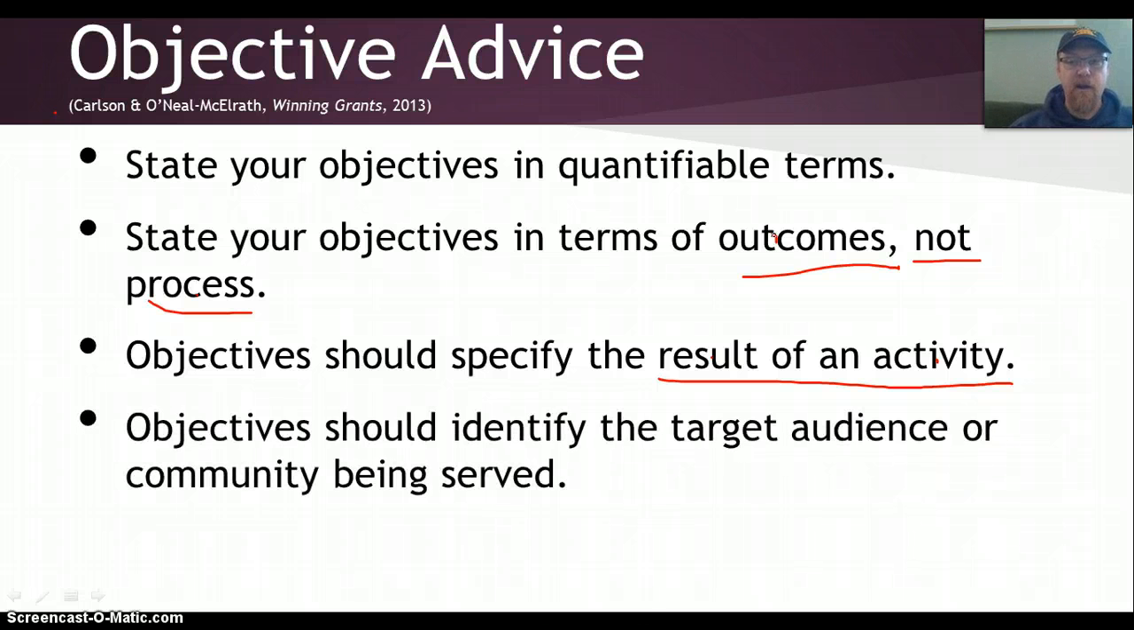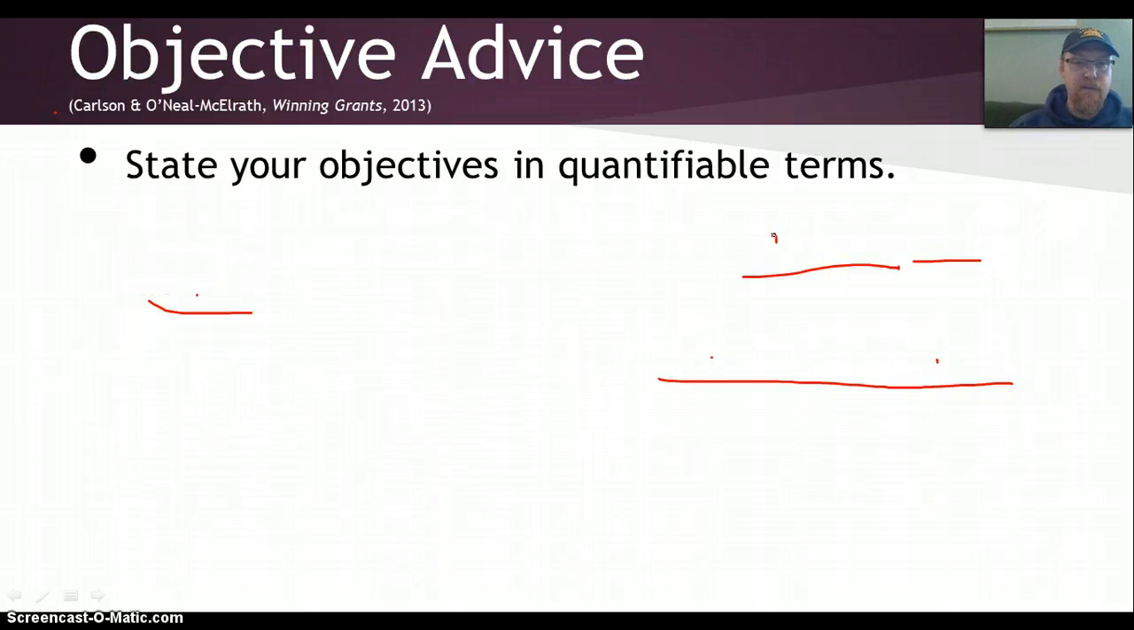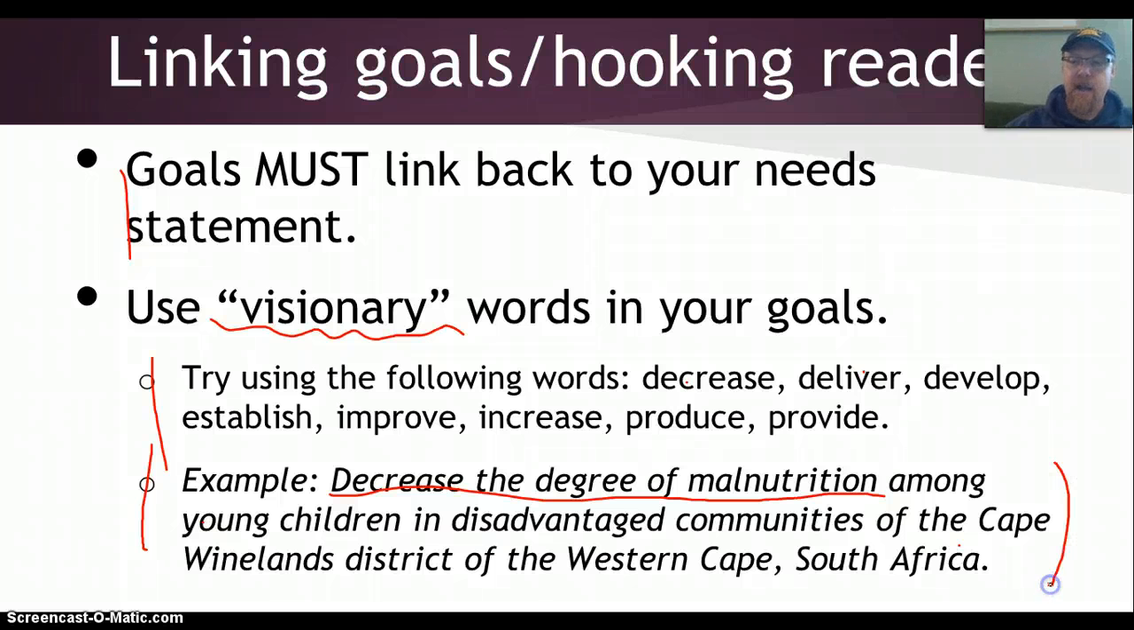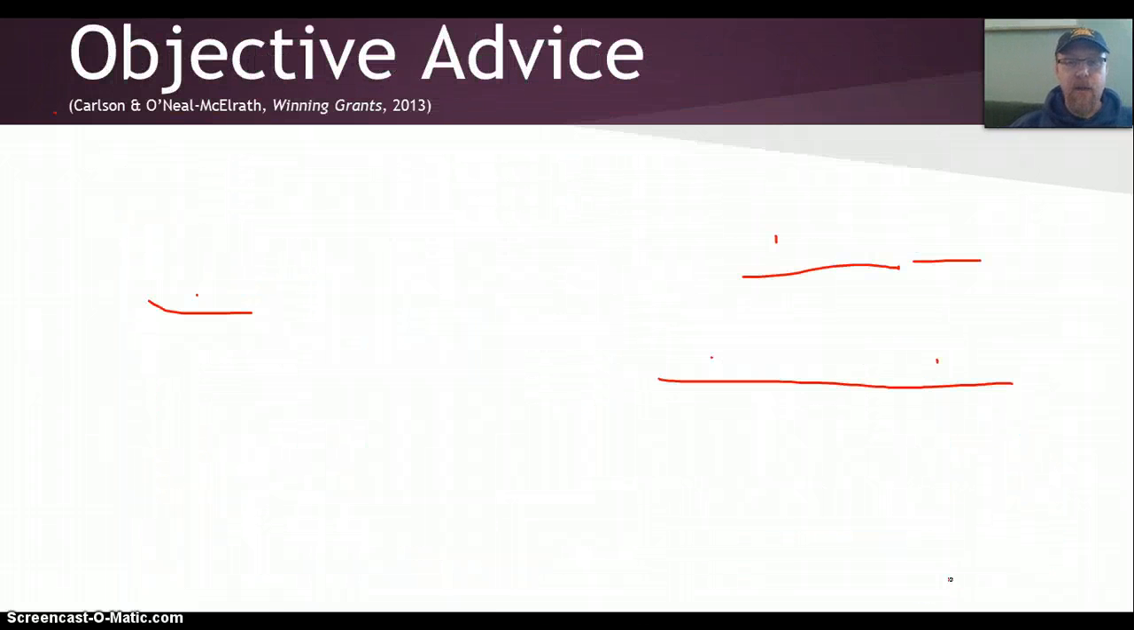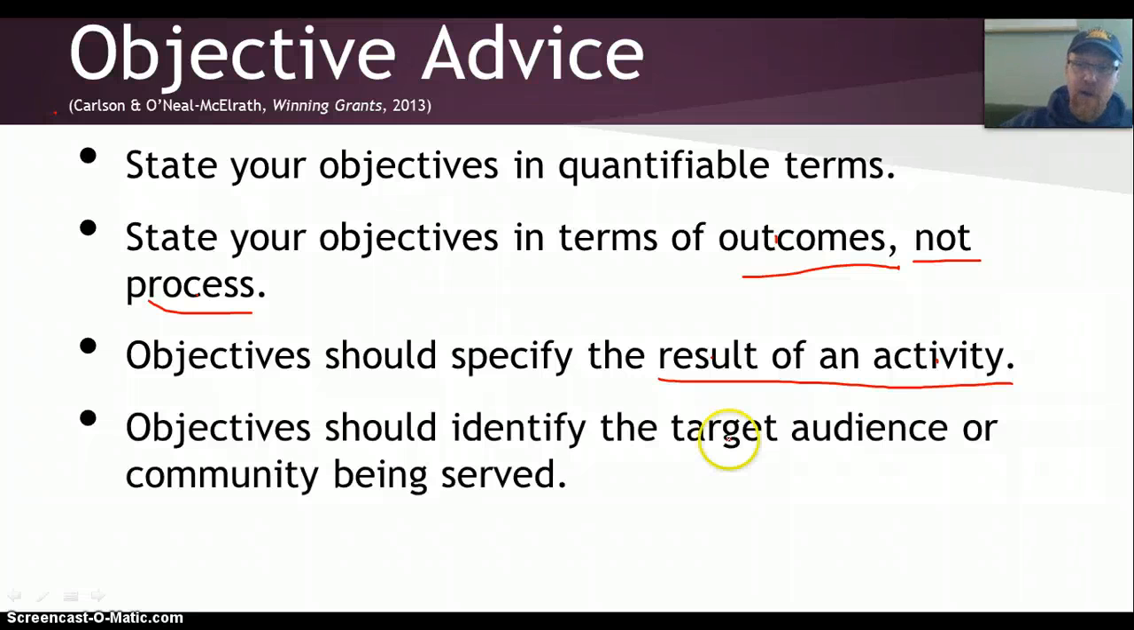Objectives should identify the target audience or community being served. In the example that I used here, where's the target community? Young children. It's a little broad, but we know generally we're probably talking about primary school age, in disadvantaged communities, which in the Cape Winelands district of South Africa is going to be black South Africans or mixed race South Africans. In other words, not white South Africans. We know where. The Cape Winelands district is a specific region around a city called Paarl and that environment of the Western Cape in South Africa. We know very well what the target audience and the community being served is. And the objectives are showing us how they're being served, like what the result of us serving them is.